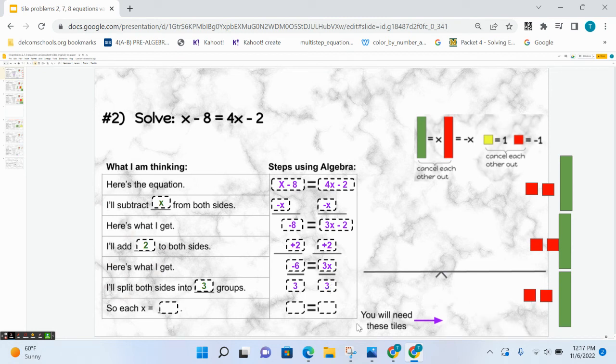And now if you look at the trick-or-treat bags here, I have 2 negatives balancing with this x. I have 2 negatives balancing with this x. I have 2 negatives balancing with this x. So I have -2 balancing with each x. So each x equals -2. You could type in, or write in, you guys are doing this on paper, -2 balances with x. -2 equals x.